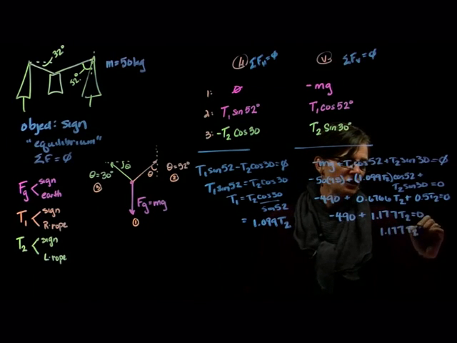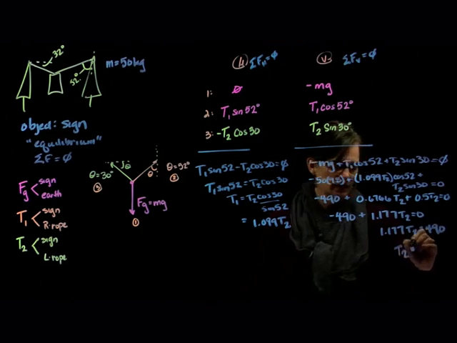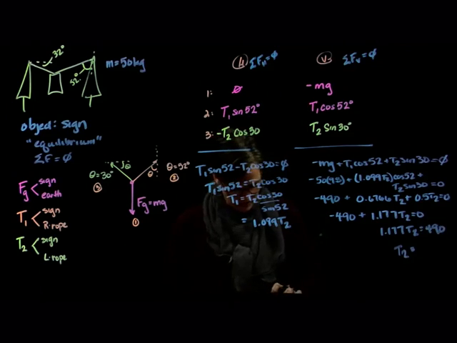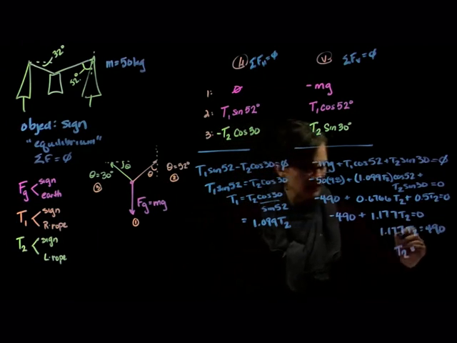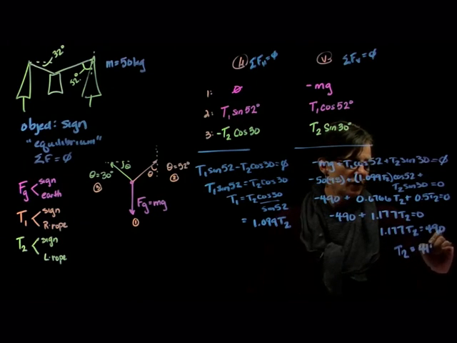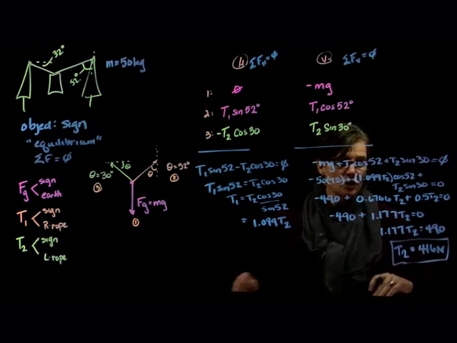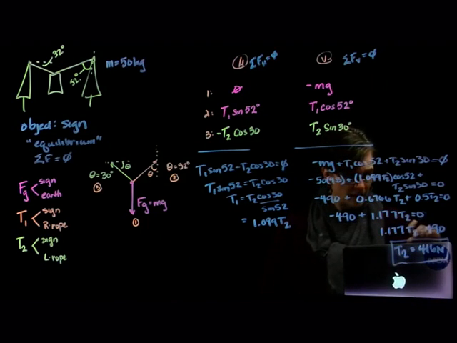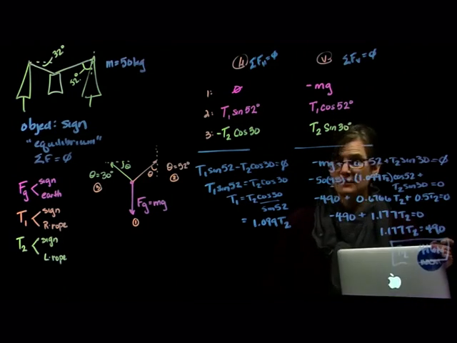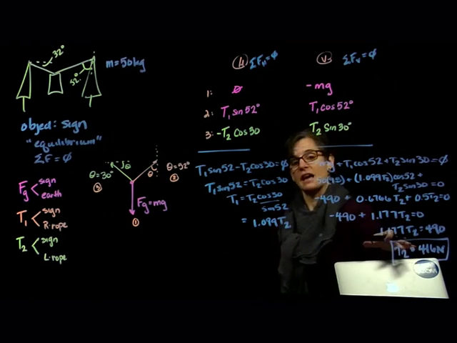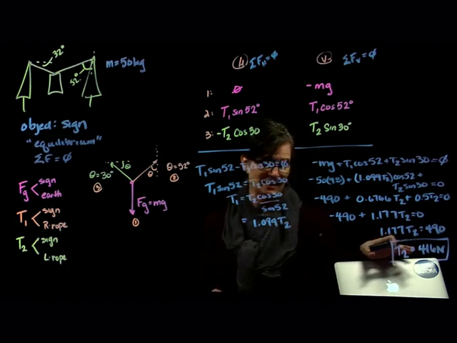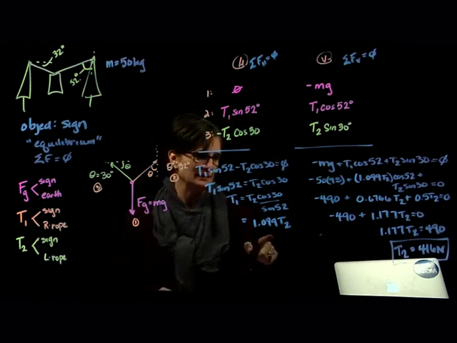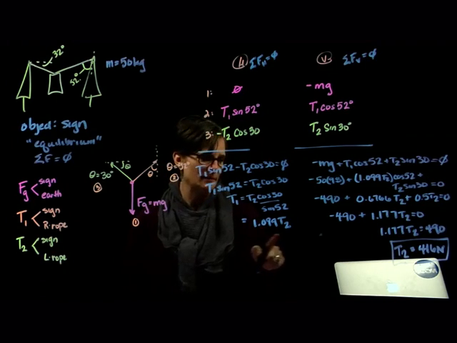1.177 T2 equals 490. T2 equals 490 divided by 1.177. And I get T2 is equal to 416 newtons. So the strength of the rope is 450 newtons. So I'm okay, because that T2 is going to be 416. But what about T1? Well, it's going to be a little higher because I'm multiplying it by 1.099.